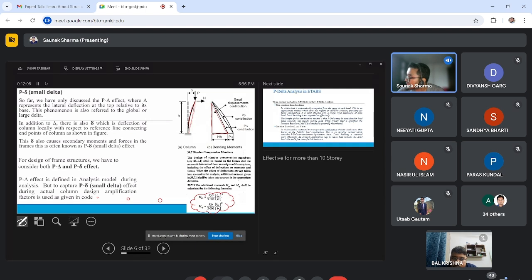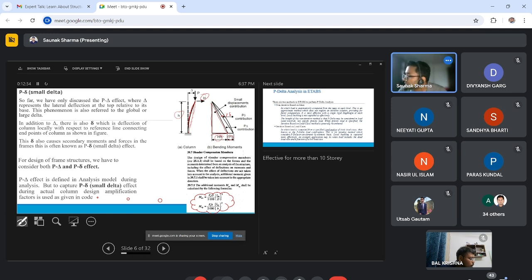Here, the horizontal force is denoted as H, and the height is denoted as small s. This is the first order moment. This is P delta, which is the second order moment, and there is an additional delta while designing the column. We get P small delta due to its further deformation.